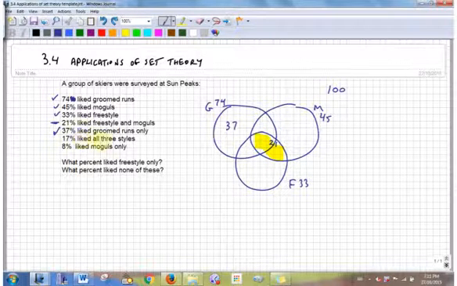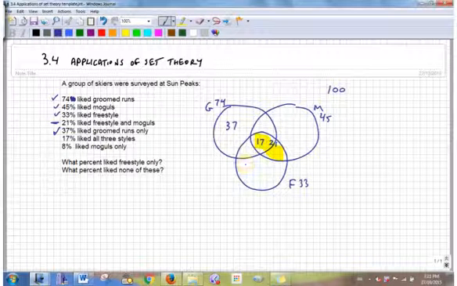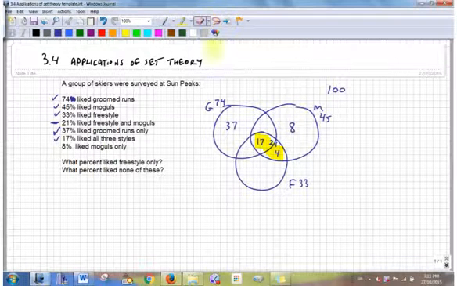Okay, 17 liked all three. So that one goes right there. All three styles. That's the intersection of all three. So now, if this is 21 between the two boxes and that's 17, then that must mean this one has to be 4. Okay? 8 like moguls only. That goes in there. Alright, so let me get rid of that 21.